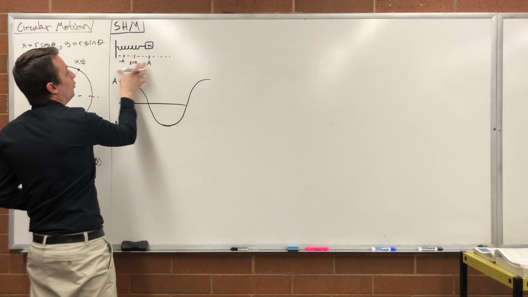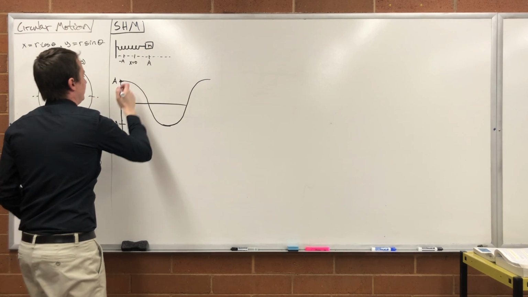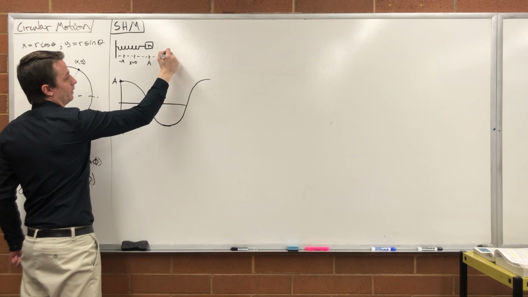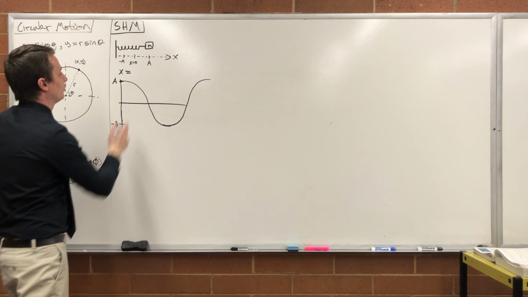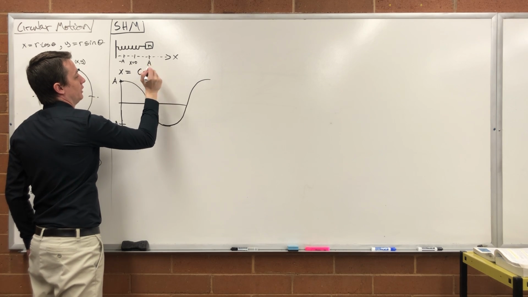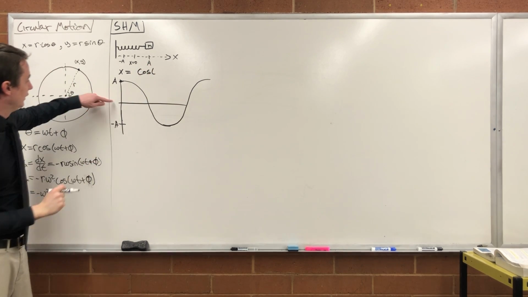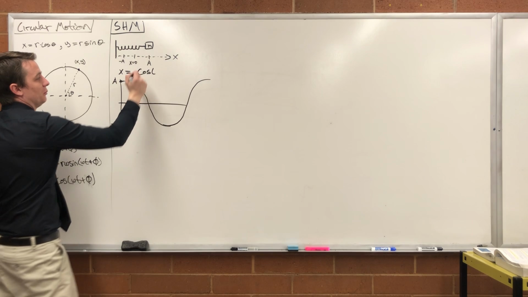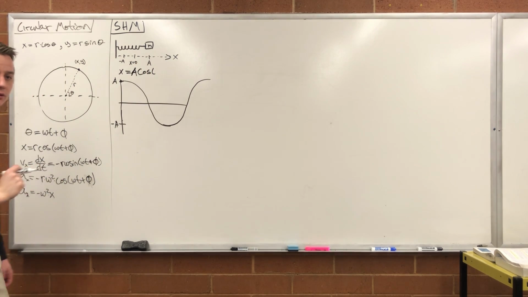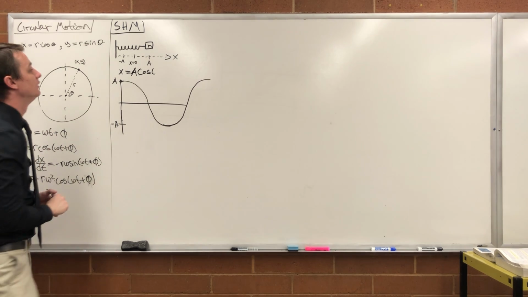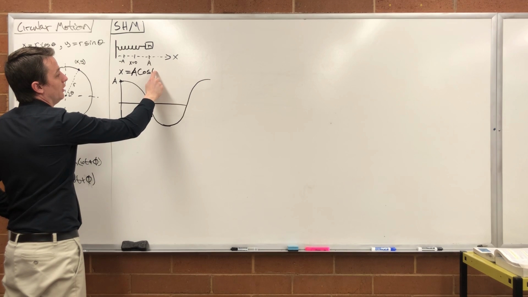So if we were to say what models this, since we'll call this the x direction, we might say x is equal to, it's not just cosine of something, right? It's not just cosine of theta. It doesn't go from just 1 to negative 1, it goes from A to negative A. So it's going to be A times cosine of theta. We call that A the amplitude. A is kind of like your r in circular motion. Exactly. And then this function here.